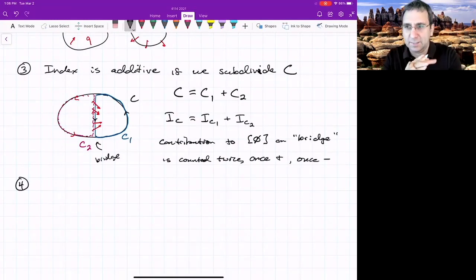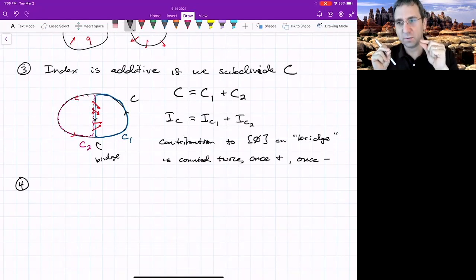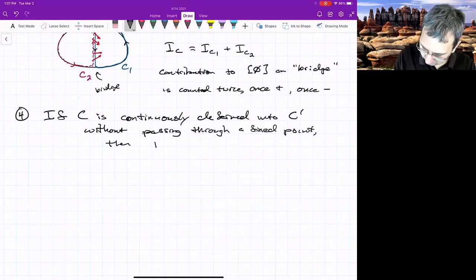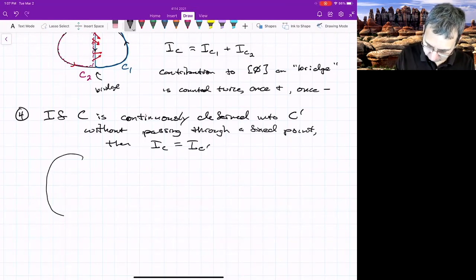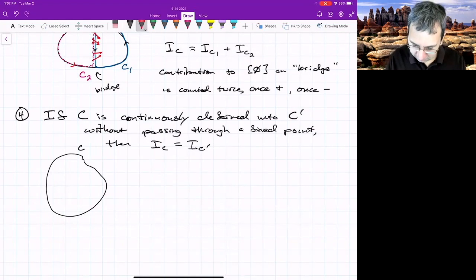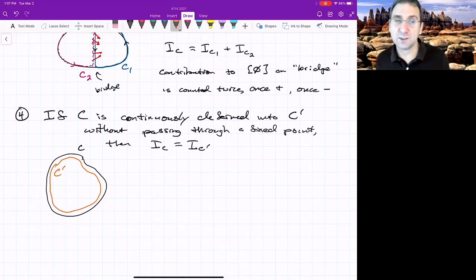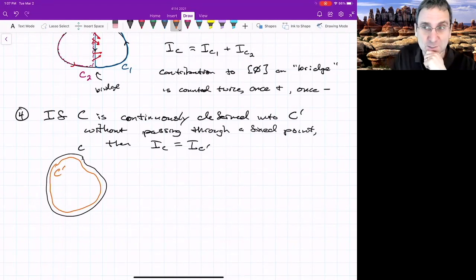Another property: if C can be continuously deformed, if we take the curve and continuously deform it into another curve without passing through a fixed point, then the indices of those two curves are the same. Then I of C equals I of C prime. So if we have some curve C, and now just think of doing an infinitesimal movement to some other curve, maybe slightly inside of it, C prime, as long as we didn't pass through any fixed points, the values of the index will be the same.